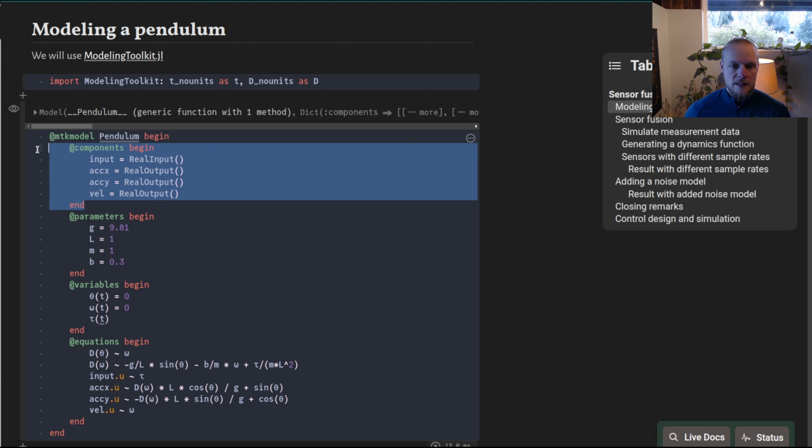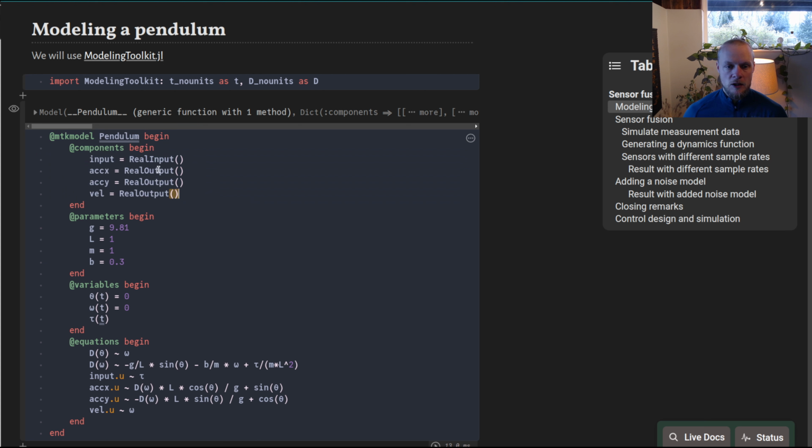So I start by creating some components. These are inputs and outputs that correspond to my control input and my sensors. We have acceleration in X and Y, and we have a velocity measurement. And velocity here in this case means angular velocity. Then the pendulum has some parameters. We have the gravitational constant, length, mass, and some damping. Our variables are the angle of the pendulum, the angular velocity, and the input torque.